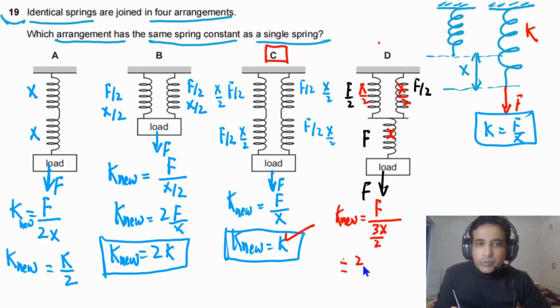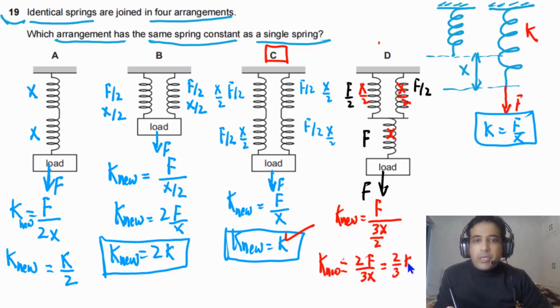2F divided by 3X, so this one is K new. Or simply we can say this will be equal to 2 by 3 K. So this is how we can find the value of K for this arrangement as well. So this is how you can approach this problem. I hope this is clear, and the answer for this question is C.